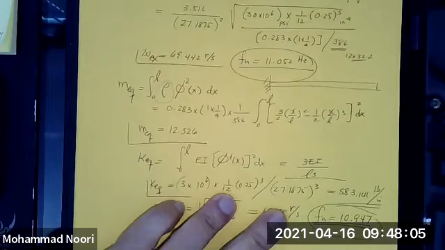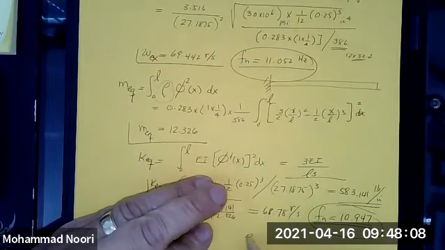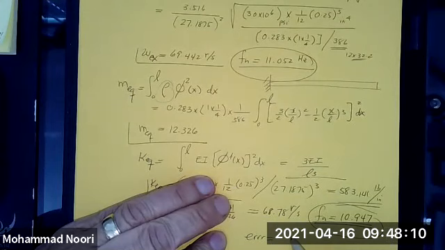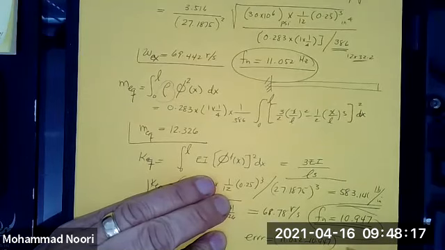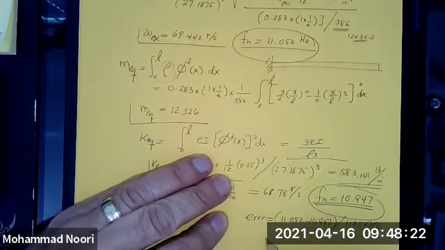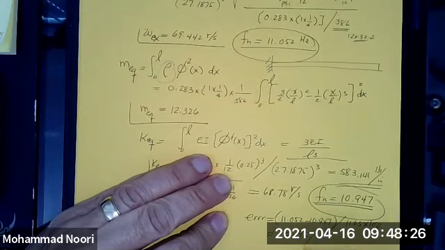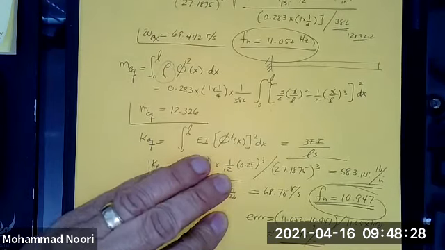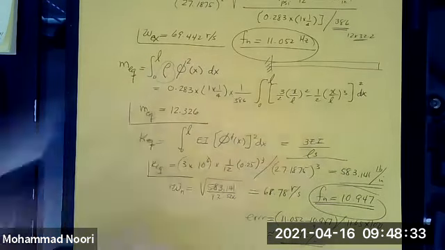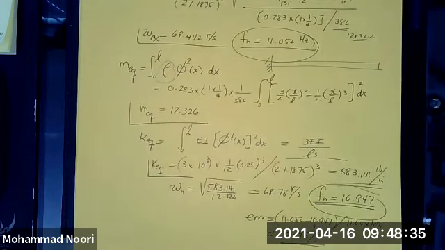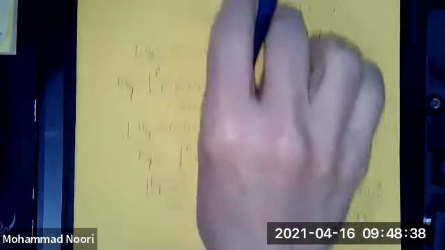Compare this with what we got from the exact value. Let's see what the error would be. Error would be 11.052 minus 10.947, divided by 11.052, times 100. You get roughly about 0.95%. So you can see the beauty of Rayleigh's method, how closely it estimates the natural frequency of this structure.